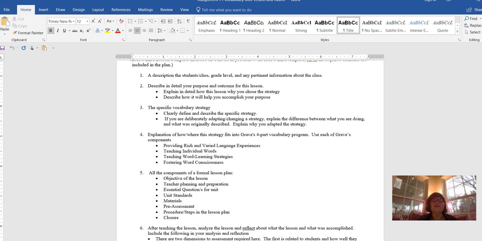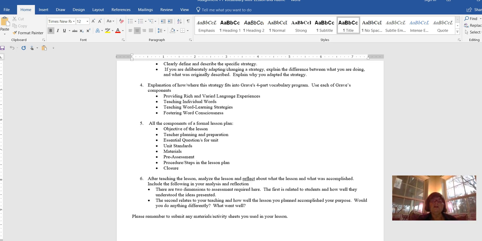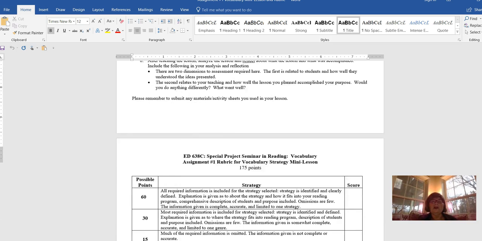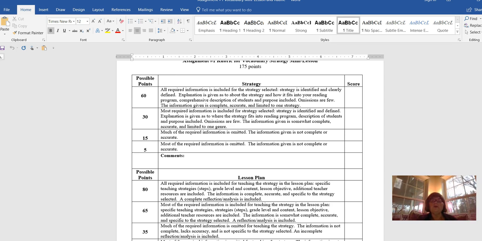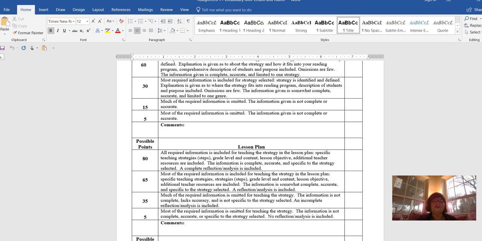So the specific directions are here. I'm not going to read through them, obviously. More details about what I'm looking for and what you are required to do. In the rubric, you can see I break it down with different points. So for instance, if you have all required information for your strategy, it's identified, clearly defined. You give lots of explanation as to the strategy and how it fits into your reading literature program. You give a comprehensive description of students and purpose, and everything is included. You get 60 points, and you can obviously go down to 0.